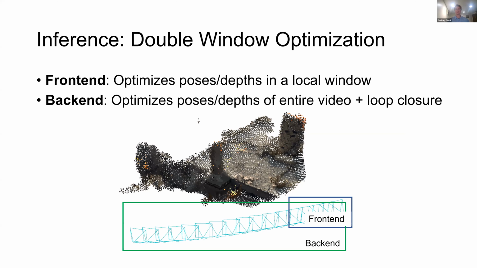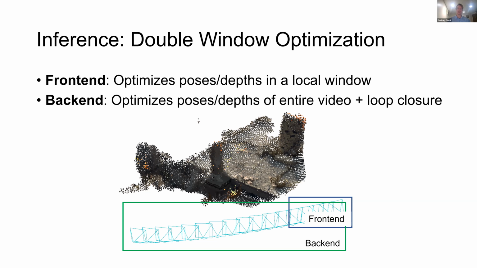So during training, we train our network on sequences of about 7 frames as input. But during inference, we really need to apply this on video of arbitrary length. Like it could consist of video of 1,000 frames or even more. We perform inference using a double window optimization scheme. So we have a front end, which is optimizing poses and depths in a local window. As each incoming frame is added, we're performing optimization over the recent set of 7 or more frames. And this front end is also performing things like keyframing and other SLAM system stuff like that.